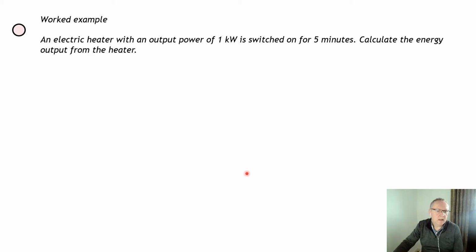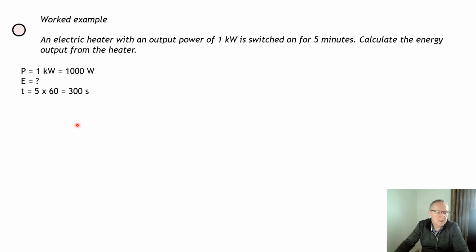So we'll do a quick worked example here. It says we've got an electric heater with an output power of 1 kilowatt. It's switched on for 5 minutes. Calculate the energy output from the heater. Now, I've said this every single time and I'll say it again. When we're doing these questions about electrical power or power in general, there are a number of equations that you might get mixed up with. So the first thing you've got to do is transfer the information from the question with the correct symbol.